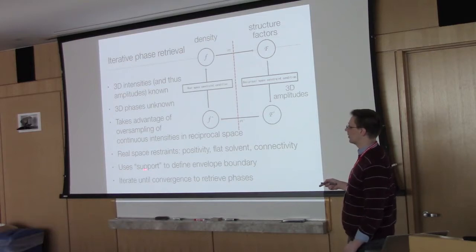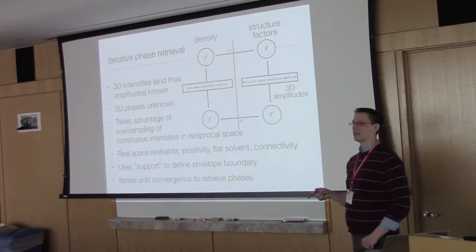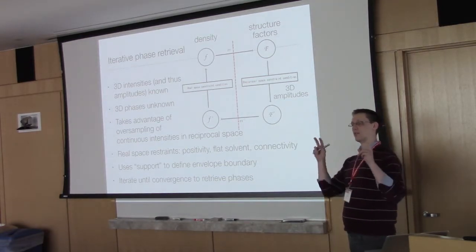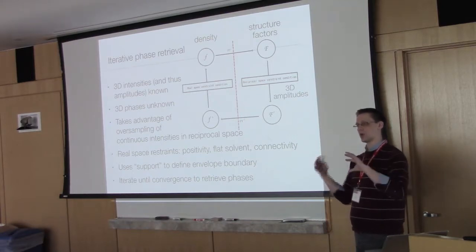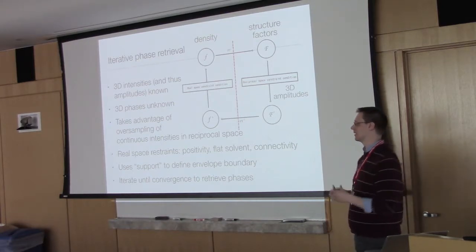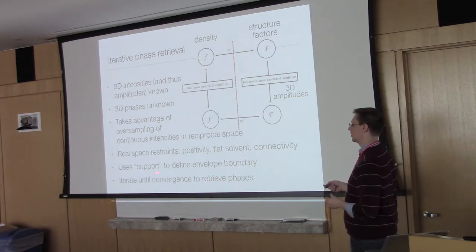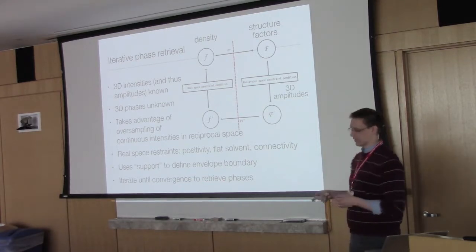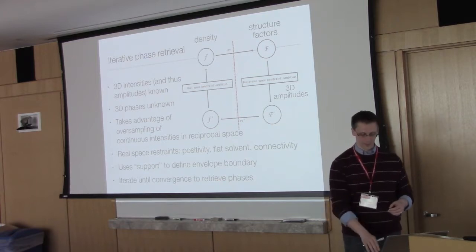One of the key pieces is that this uses something we call a support. A support is effectively the envelope of the particle. So this is how we say where the solvent is, where we flatten the solvent, and where the particle is, where we make sure there's positive density and that it's connected. So this is through the use of the support, and I'll explain how we do that. And then we iterate until we retrieve our phases.